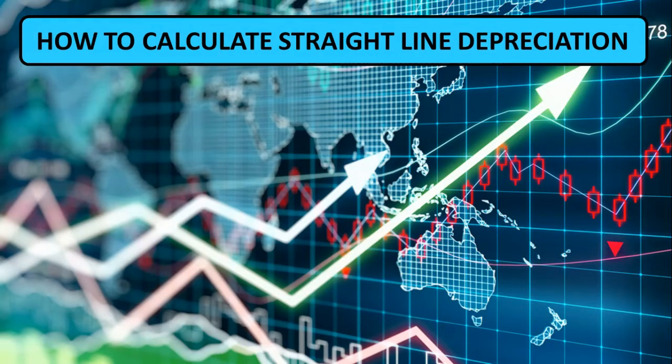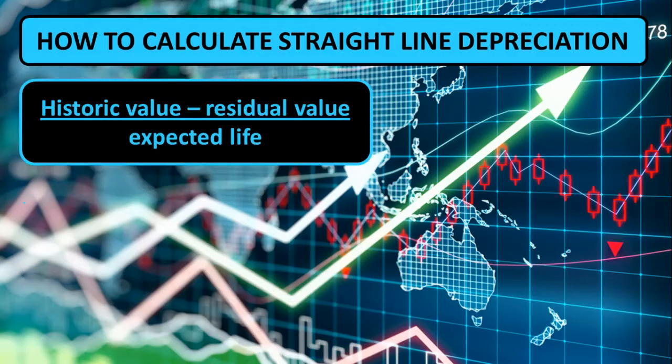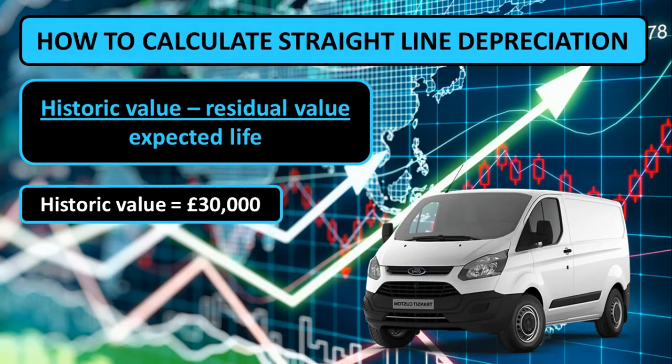The calculation you need to know to do this is the historic value of the asset minus the residual value, divided by the expected life of the asset. This itself means nothing without an example. So, a bakery buys a new asset in the form of a new van to deliver its products to its customers. They purchase this van brand new for £30,000. This is the van's historic value.